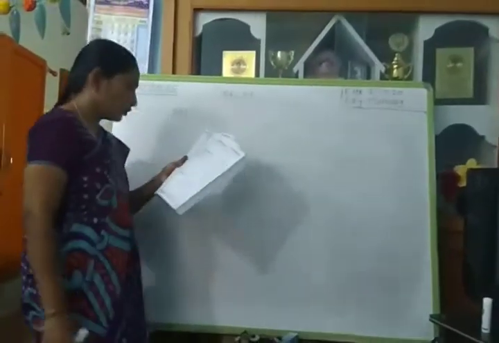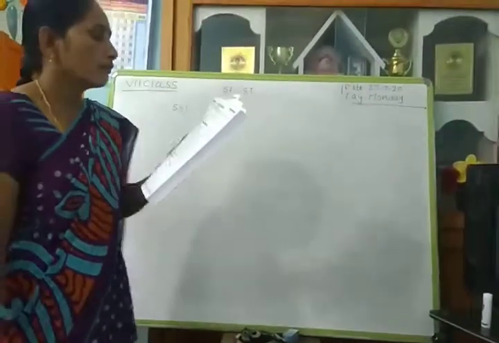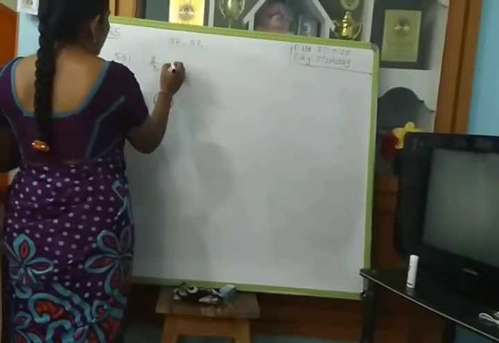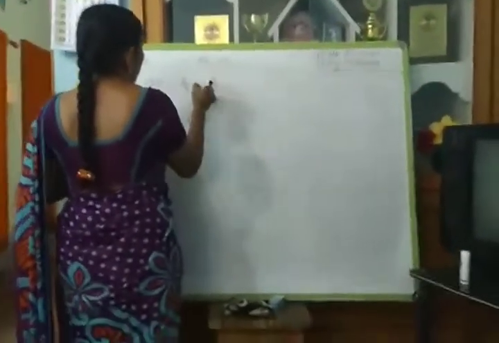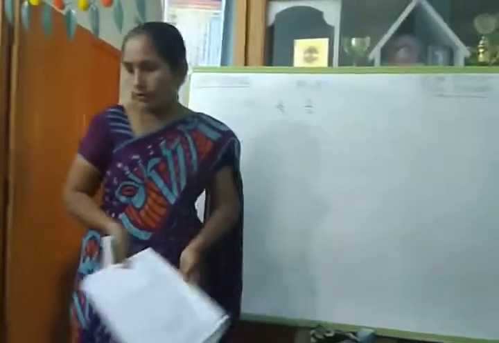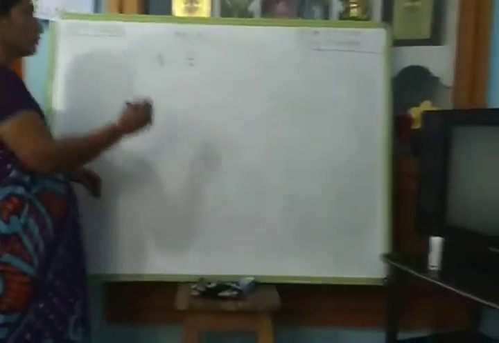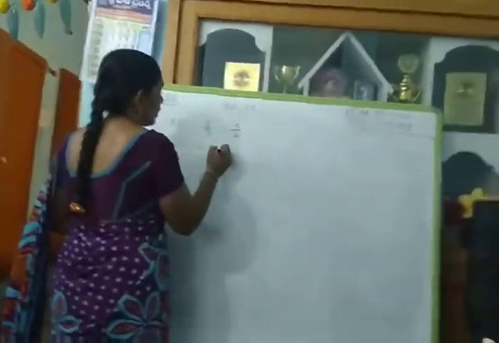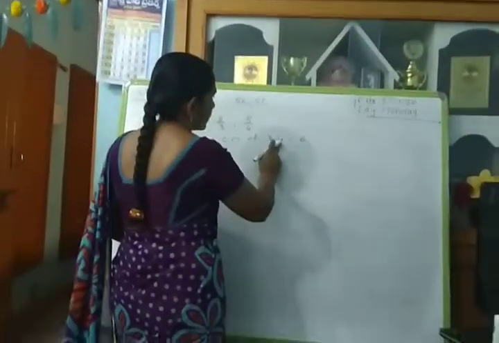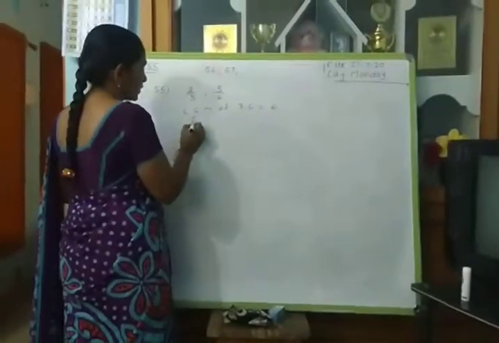56, 57 homework. So 51, 55, 2 by 3, 5 by 6. What do we have to do here? Convert into like fractions. What do we have to find? When we are converting, what do we have to do? LCM of denominators. 3, 6, LCM is 6 only. Why? Because 6 is a multiple of 3.